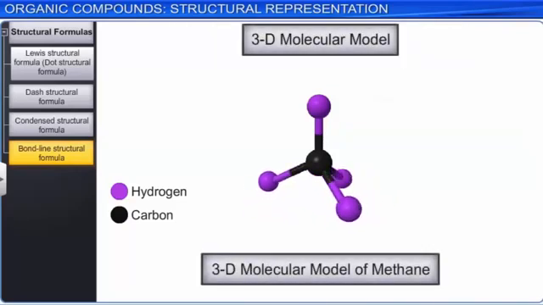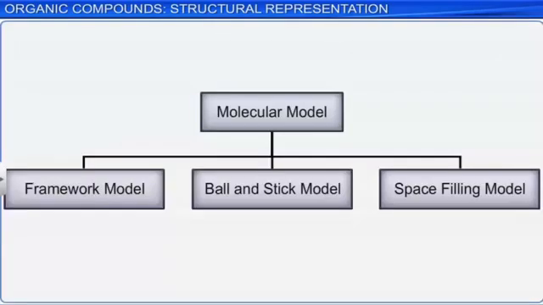3-dimensional molecular models are used for better visualization and perception of the shapes of organic compounds. There are 3 types of molecular models: framework model, ball and stick model, and space filling model.